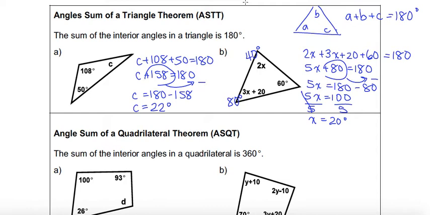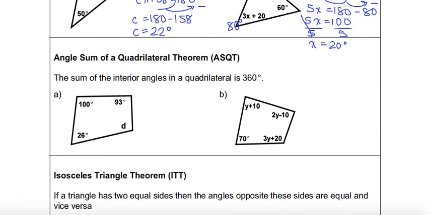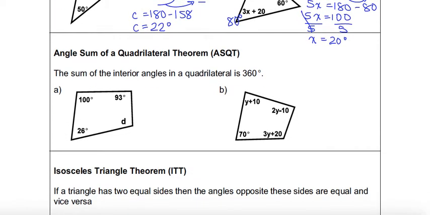So the next property that you're going to need to know about is the angle sum of a quadrilateral theorem. So the angles inside of a triangle add up to 180 degrees. The angles inside of a quadrilateral will add up to 360 degrees. And it doesn't matter what type of quadrilateral that is. So whether it's a square, a rectangle, a rhombus, a trapezoid, a parallelogram, it doesn't matter. Or just a bizarre quadrilateral like we have in these examples here.